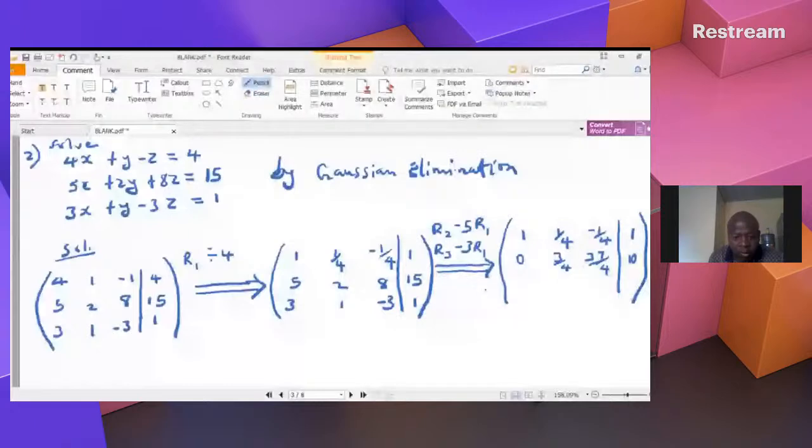Okay, now let me come to row 3. I have row 3 minus 3 row 1. So that means 3 minus 3 multiplied by 1. That gives me 0 here. Then I have 1 minus 3 multiplied by a quarter. Here, the LCM is 4, and this will be 4 minus 3, which is a quarter.